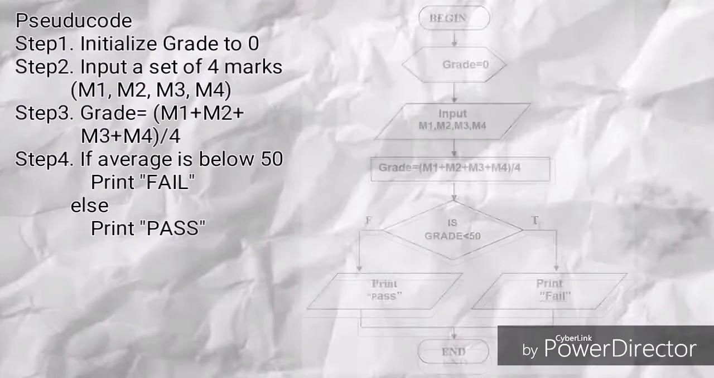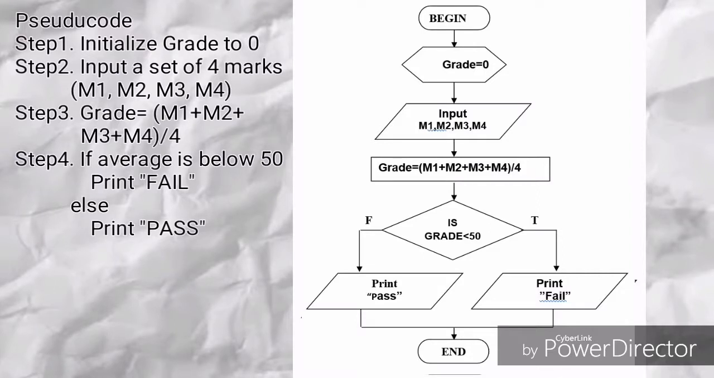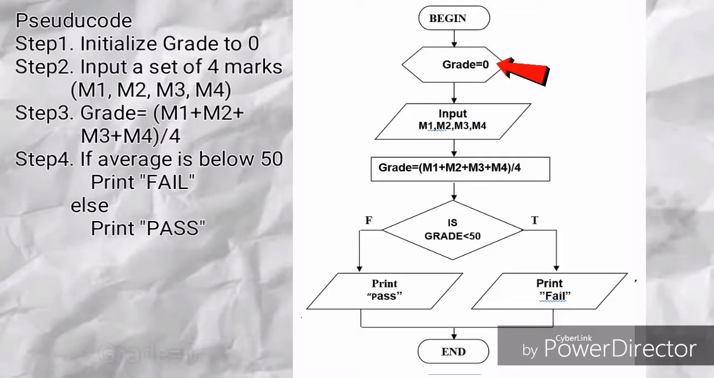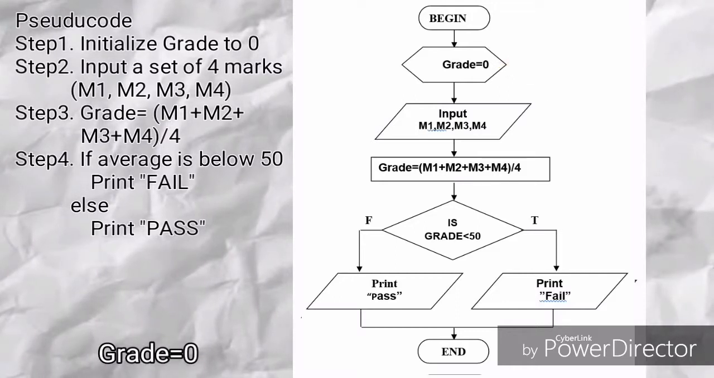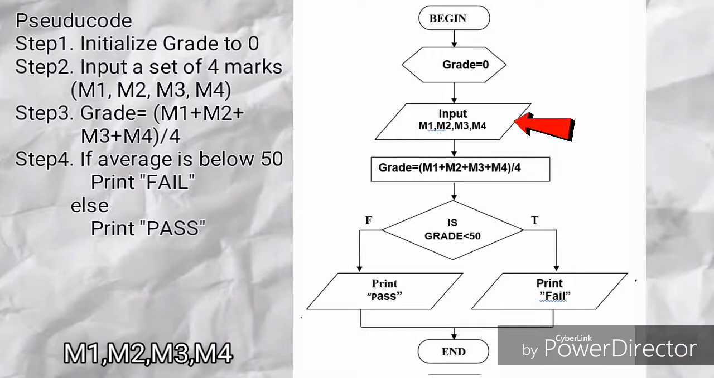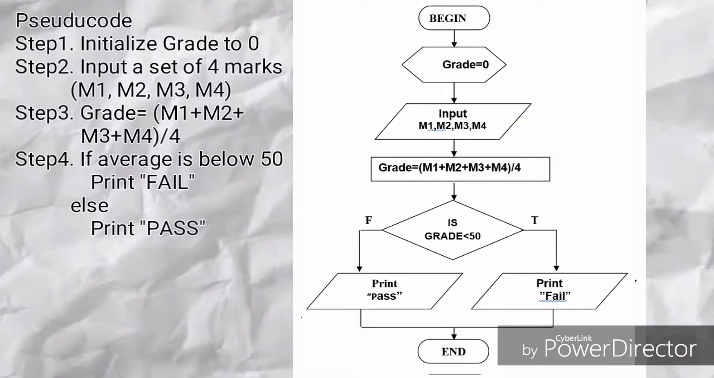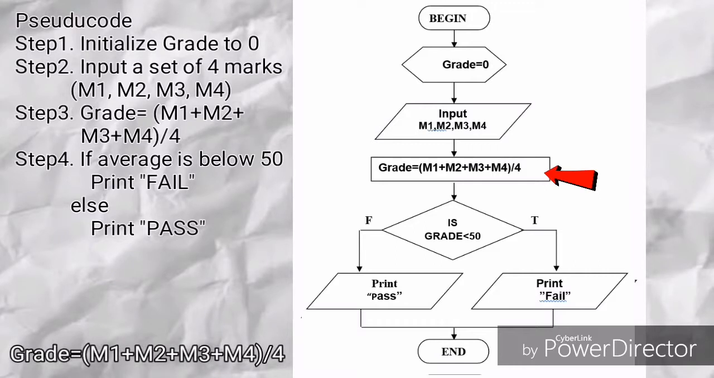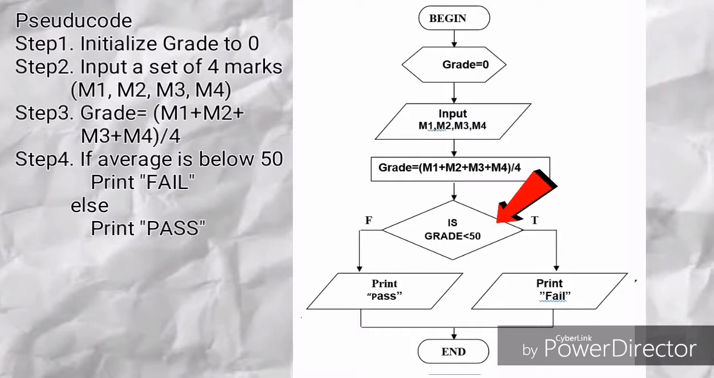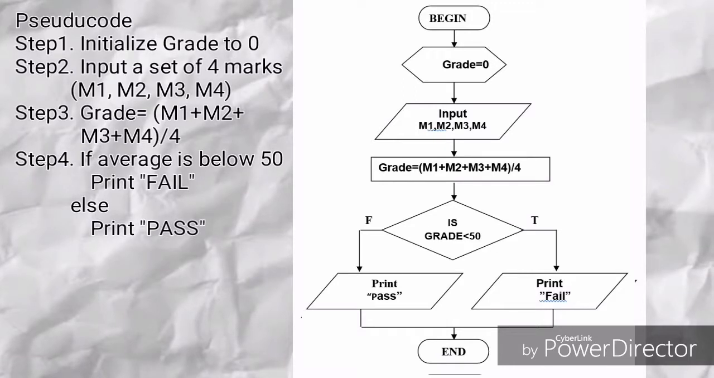Now, we will input all this data into the flowchart. For starting and drawing a flowchart, the terminal symbol is very important for the beginning of your program. In the preparation symbol, input the initialize variable. Then, input a set of marks, M1, M2, M3, and M4. In the process symbol, use this formula to get the average of 4 marks. After getting the average, use the decision symbol to identify if the final grade is fail or pass.